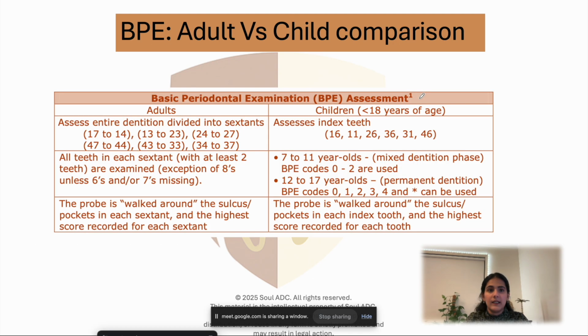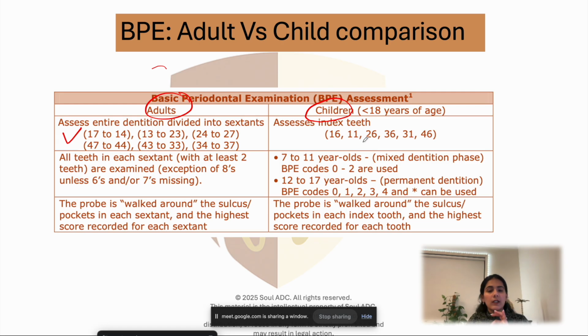Great. So, if we compare your basic periodontal examination till now, it can be either for your adults or your children that we discussed. That's the comparison. So for your adults, we did it for all the teeth. We checked all the teeth except the wisdom teeth. Only in a specific condition do we consider those wisdom teeth, only when the 6 and the 7 are missing.